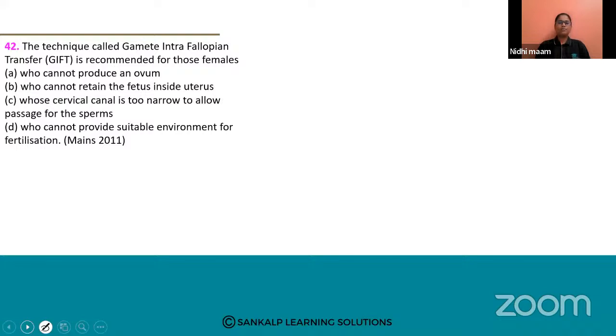See here, who cannot produce an ovum. In GIFT, what do they do? They will actually transfer the sperm as well as ova into the fallopian tube. So ova and fallopian tube, 'who cannot produce an ovum' also sometimes seems right. Next, who cannot retain the fetus. Fetus retain ಮಾಡಲಾರ್ದವ್ರಿಗೆ ಇದನ್ನ ಮಾಡೋದಿಲ್ಲ. Because fertilization happens inside the female, the female should be capable, okay, to retain the fetus inside her uterus. Then whose cervical canal is too narrow. Cervix, we know it is a female reproductive part, okay, which is an opening of a female reproductive part. So when it is very narrow, the sperm passage will not be clear.